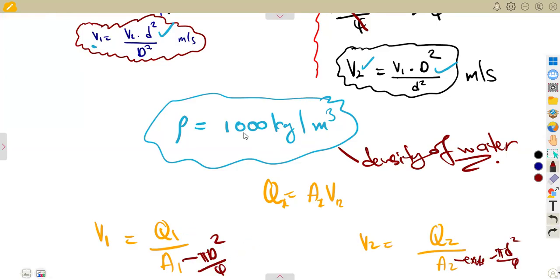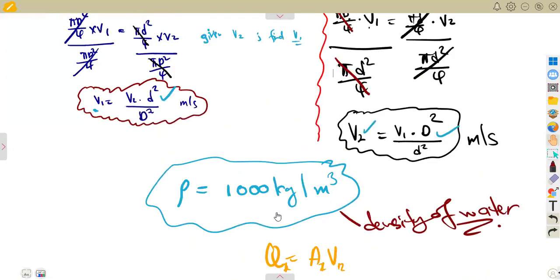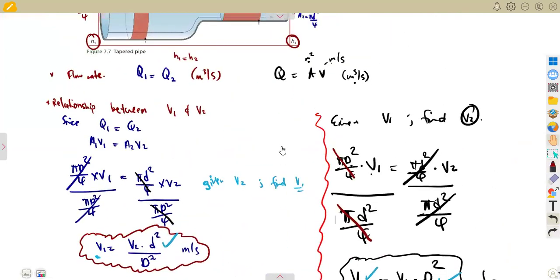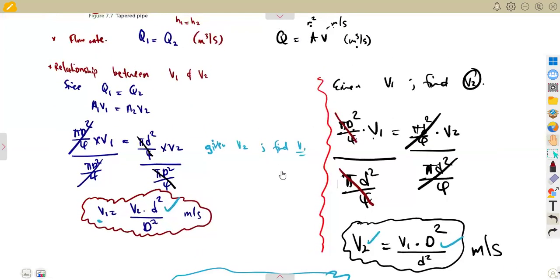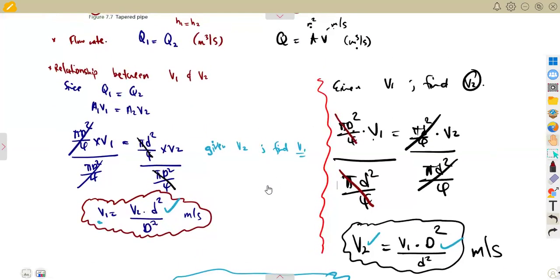But in case it is not given, and you are given V2, you are not given anything that can be related to V1, you can use this formula. Or if they gave us V1 and there is nothing you can use to calculate V2, we are just left with this formula. So I think this is what you need to attempt these typical questions on horizontal tapered pipes.